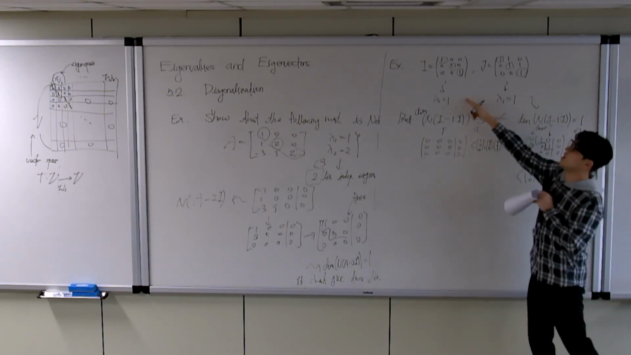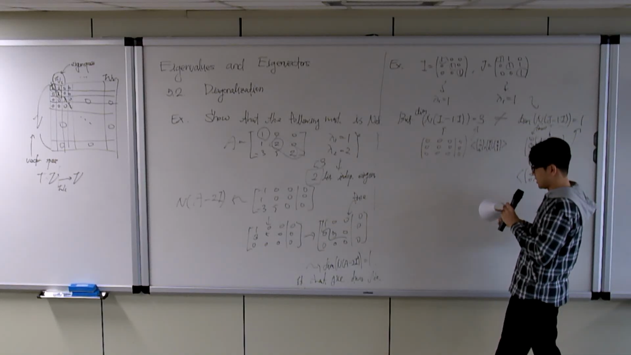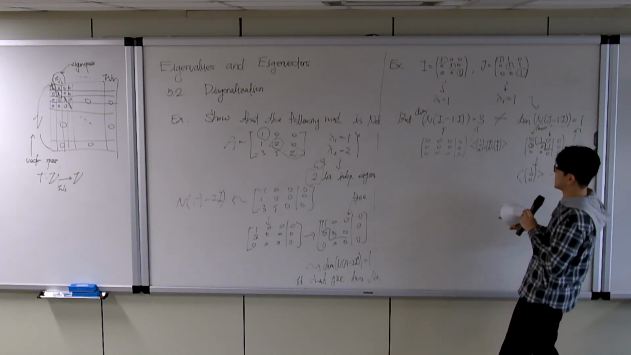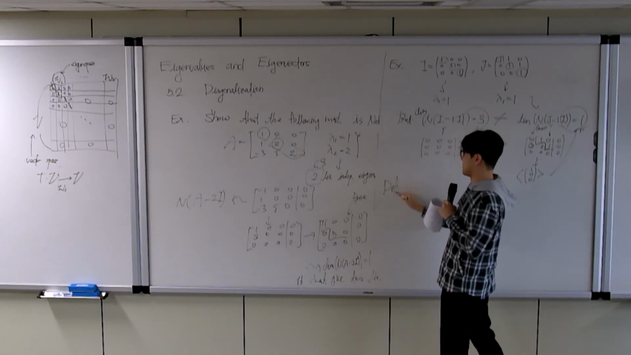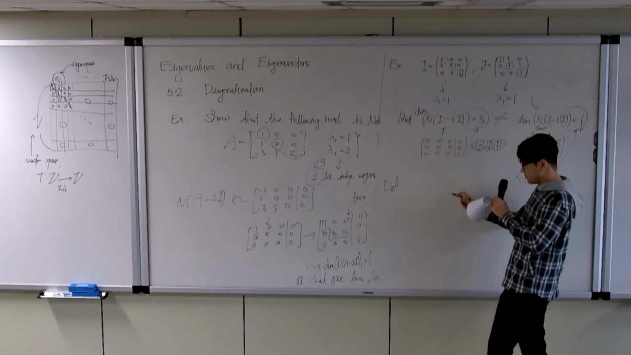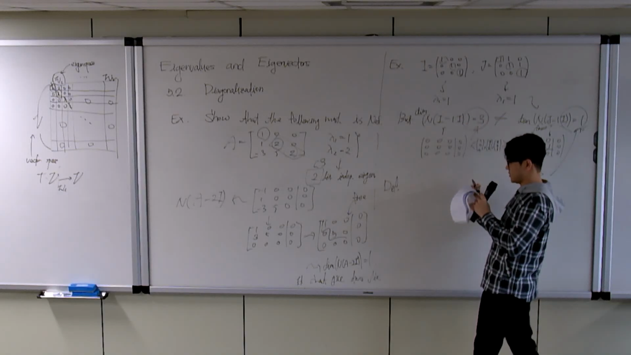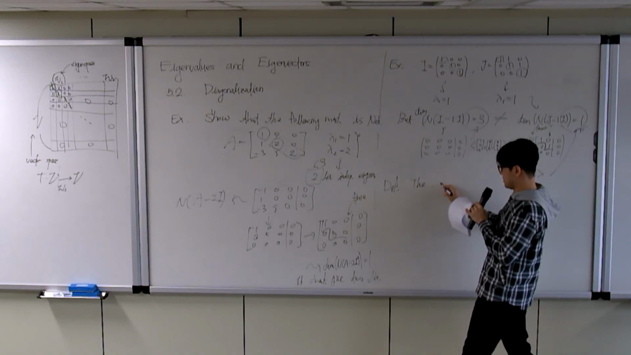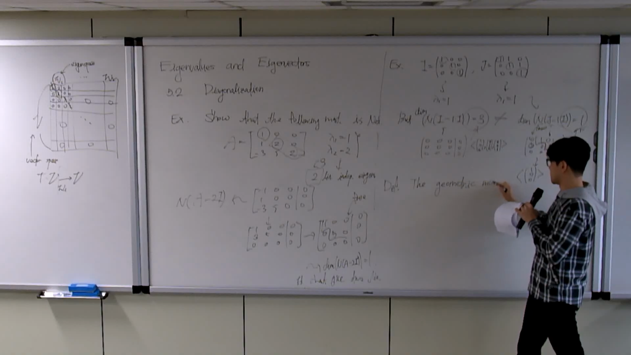And the algebraic multiplicity of lambda equal to lambda 0 is the number of how many times the factor lambda minus lambda 0 appears in the characteristic polynomial.